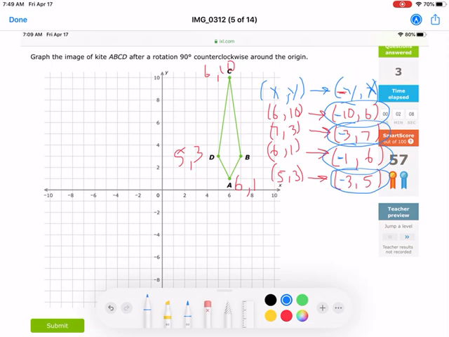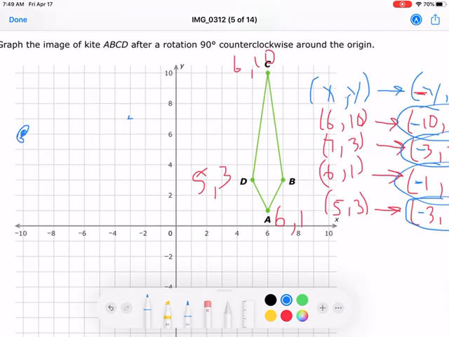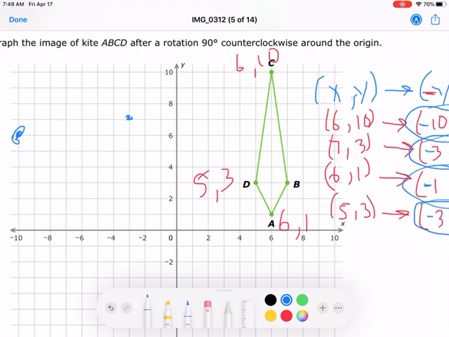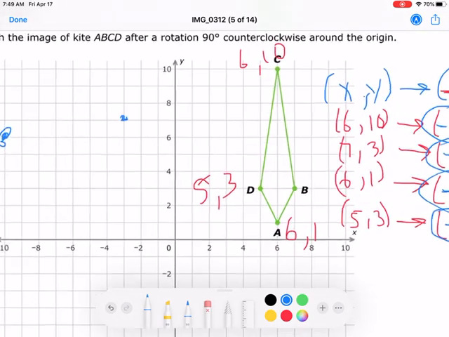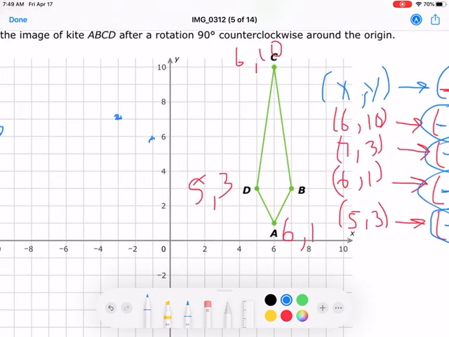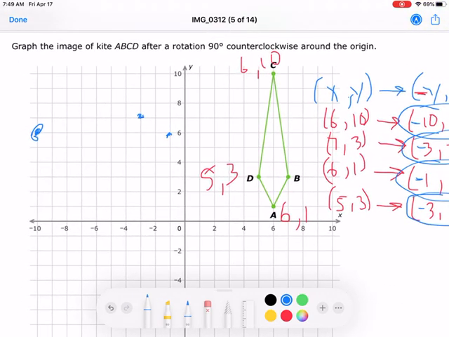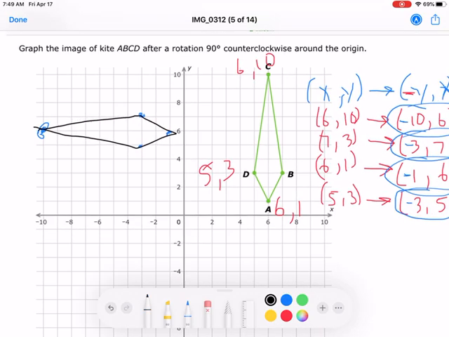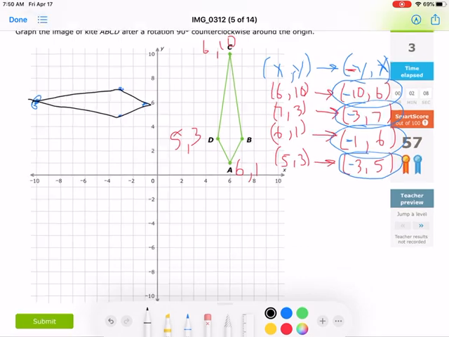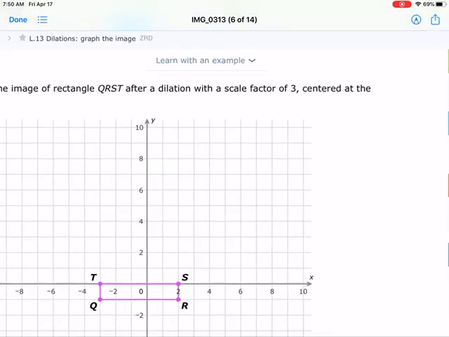Negative 10 comma 6, right there. Negative 3 comma 7. Oh man, this is tough to see. There we go. Negative 1 comma 6 is right there. And then negative 3 comma 5. And then bam. That's what you would plot as your new kite. Yay. All right.